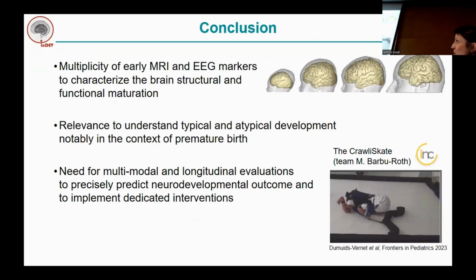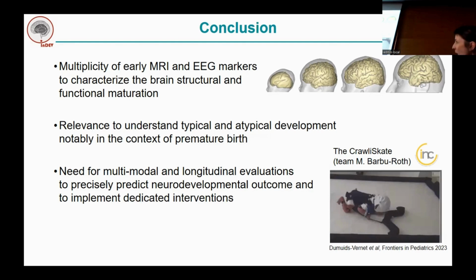So in this short presentation, I aim to show you the multiplicity of markers that we can have to characterize the brain structure and the functional maturation very early on. This is particularly relevant to understand typical but also atypical development, notably in the context of the prematurity.